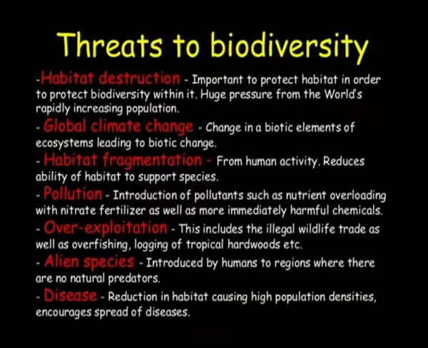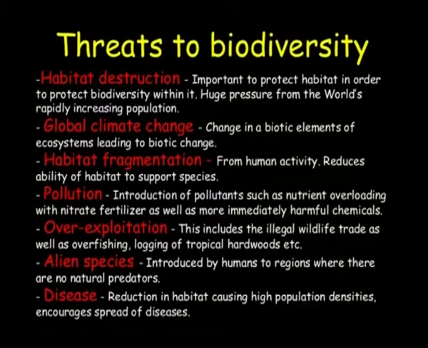Then the next important threat is global climatic change. So there is an immense change in biotic elements of the ecosystem, like global warming and things like that, which is causing a huge biotic change. Habitat fragmentation. This is mainly from human activity, because we go about cutting forests for our purposes, let it be agricultural purpose or industrial purpose or construction purpose, whatever the purpose. As and when man is getting rid of forest, we are getting rid of a huge chunk of the biodiversity that particular area supports. So it basically reduces the ability of habitat to support certain species.